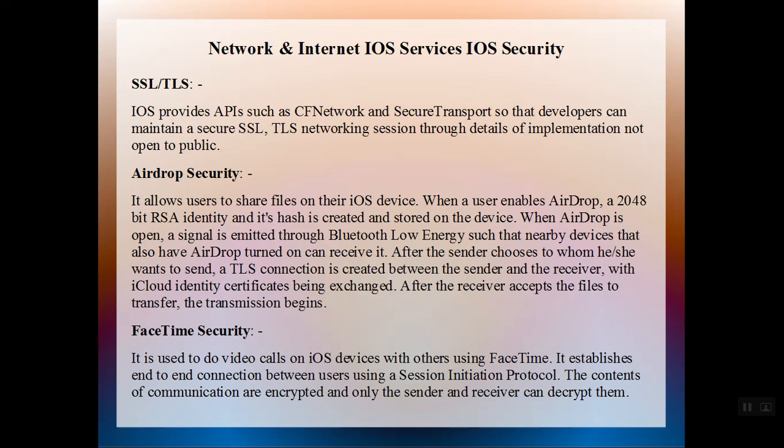AirDrop security. It allows users to share files on their iOS device. When a user enables AirDrop, a 2048-bit RSA identity and its hash is created and stored on the device. When AirDrop is opened, a signal is emitted through Bluetooth Low Energy such that nearby devices that have AirDrop turned on can receive it. After a sender chooses to whom he or she wants to send, a TLS connection is created between the sender and the receiver, with iCloud identity certificates being exchanged. After the receiver accepts the files to transfer, the transmission begins.